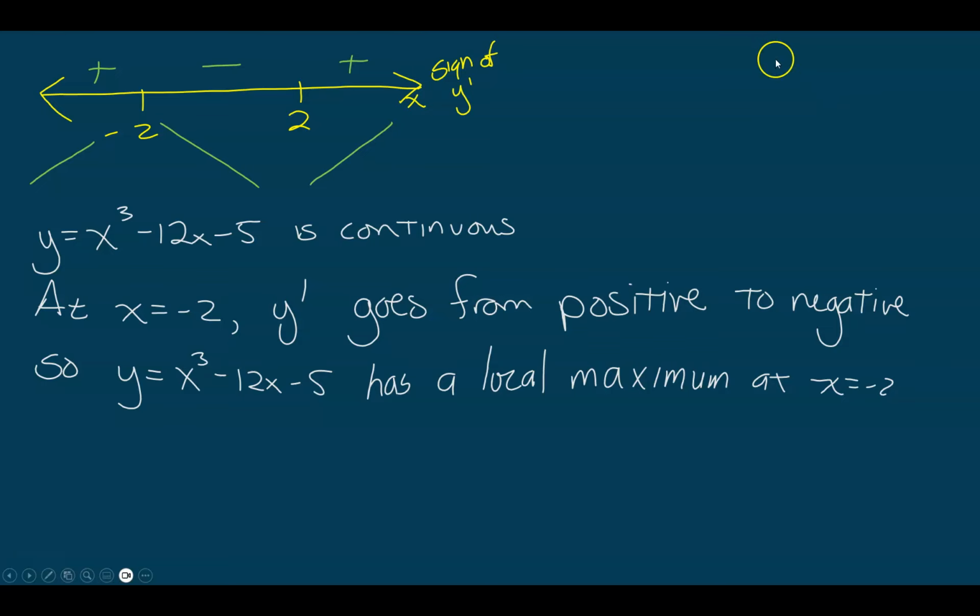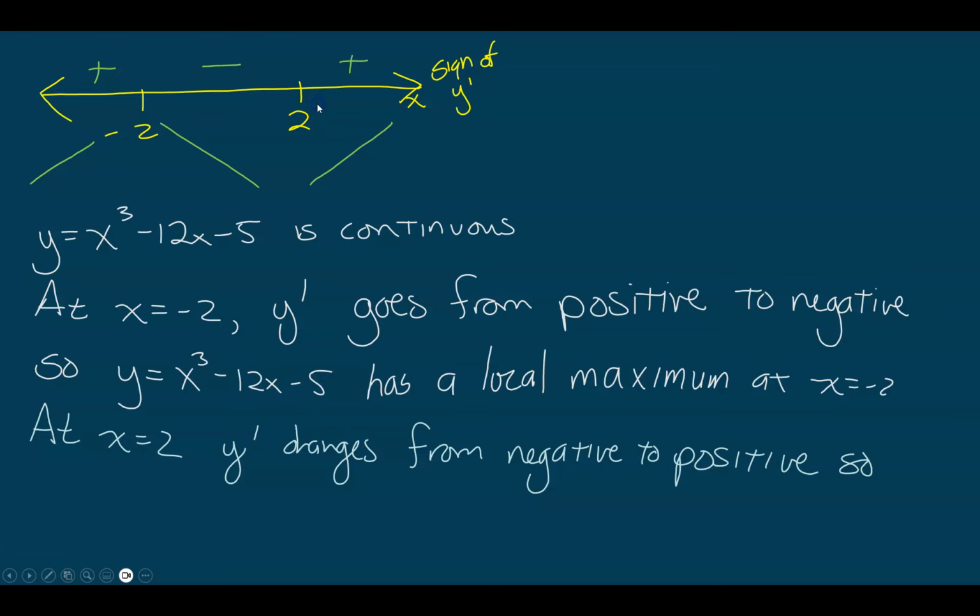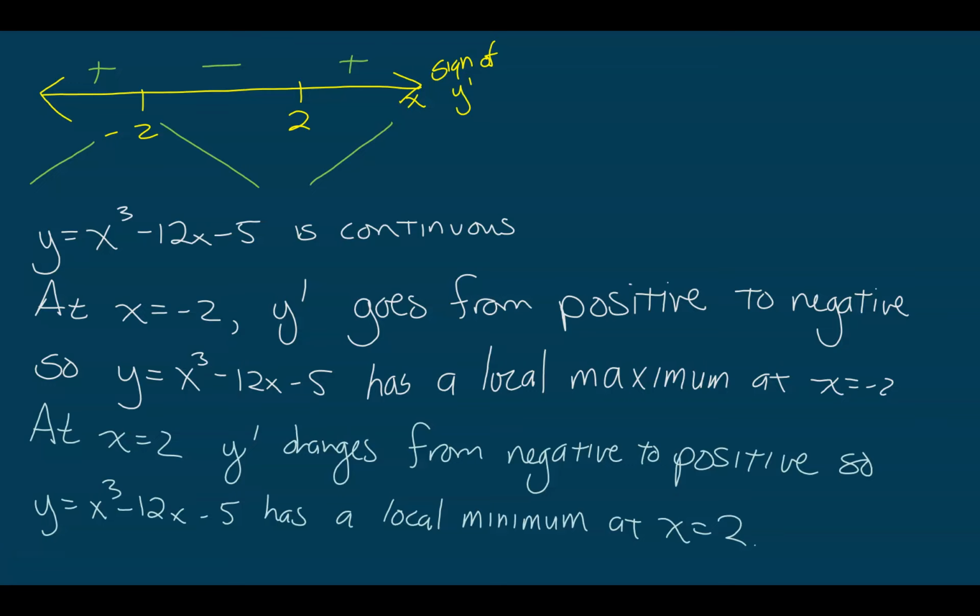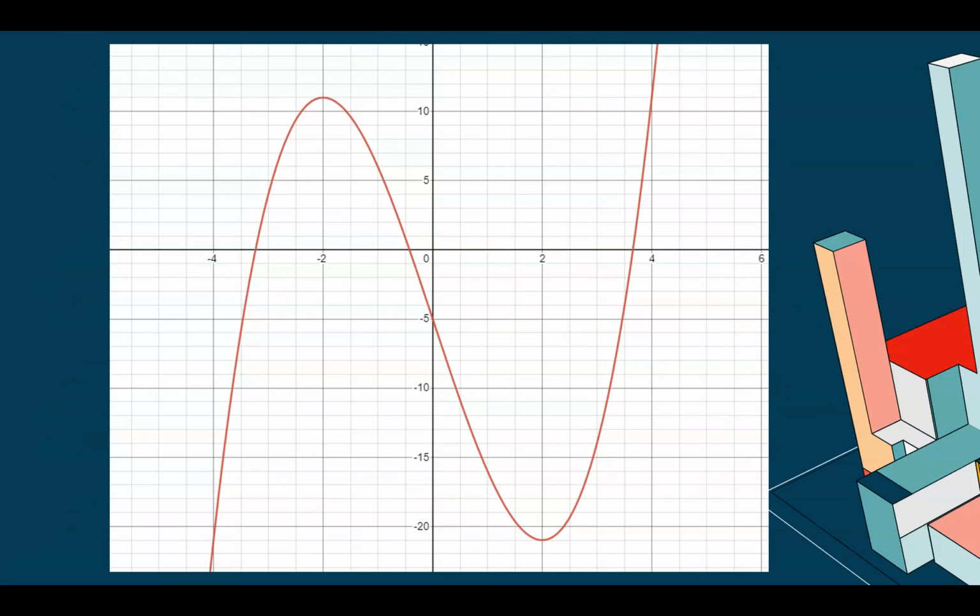Anyway, so what's our other evidence? Well, our other evidence is going on at x equals +2. What happens at +2? At x equals 2, y prime changes from negative to positive. That's our evidence. What conclusion can we draw? So x cubed minus 12x minus 5 has a local minimum at x equals 2. To me, that's pretty straightforward, but I do this every year. And so here is a graph from Desmos that completely confirms what we just wrote down. This graph definitely has a maximum at -2 and a local minimum at +2.